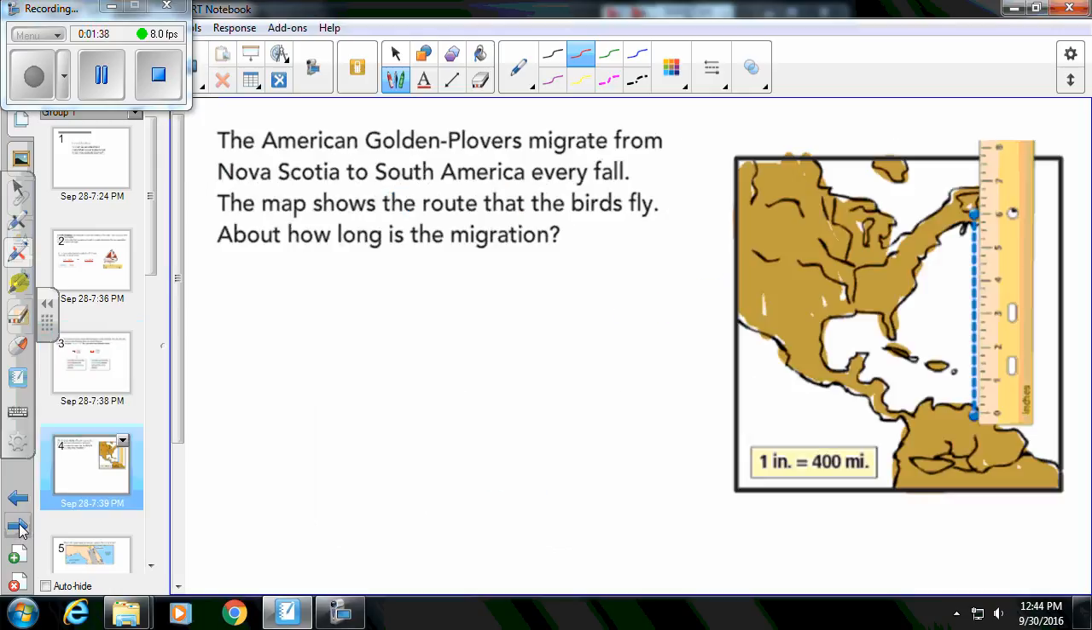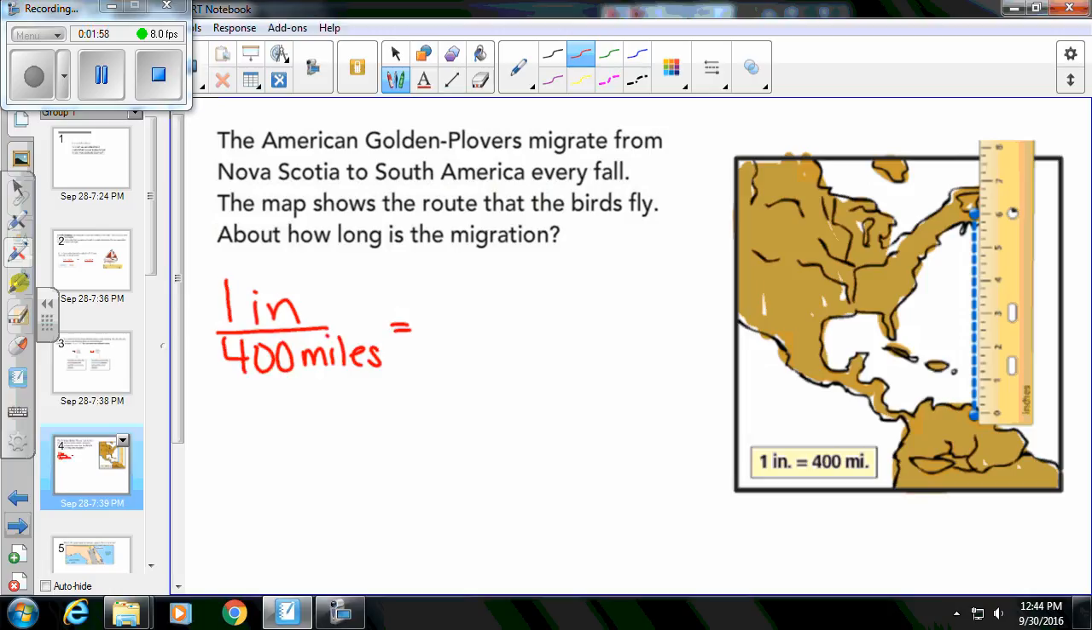So the American golden plovers migrate from Nova Scotia to South America every fall. The map shows the route that birds fly. About how long is the migration? So let's set up a proportion. We have 1 inch to 400 miles.